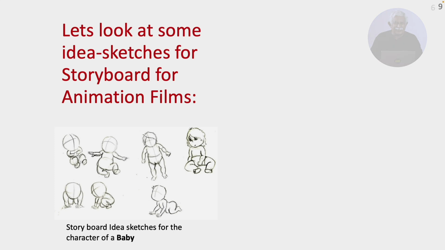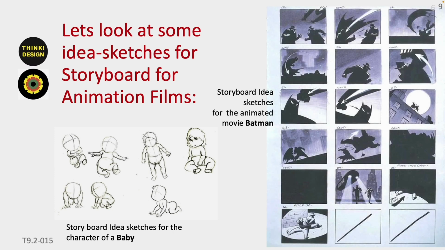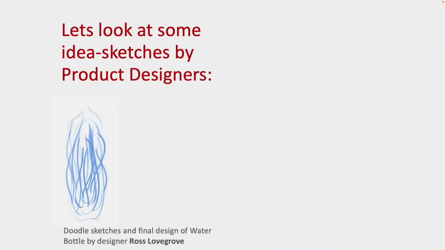Okay, and here you can see sketches for the movie Batman being done. Batman, the movie, got created from comics, and comics were drawings, and these are sketches which are meant as the storyboard for the movie. Okay, so just showing different things. So these are by product designers.